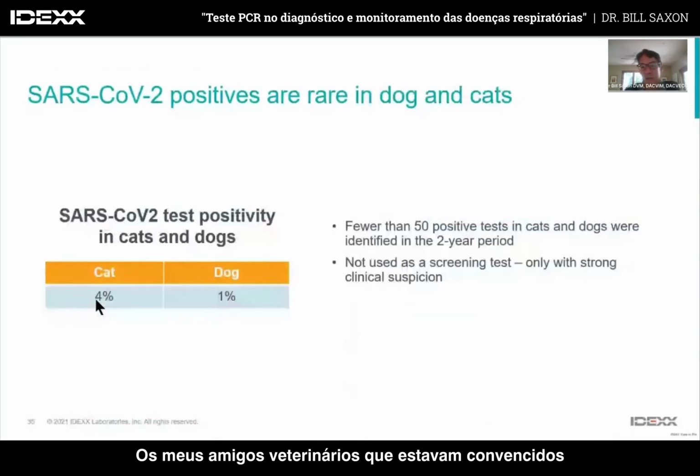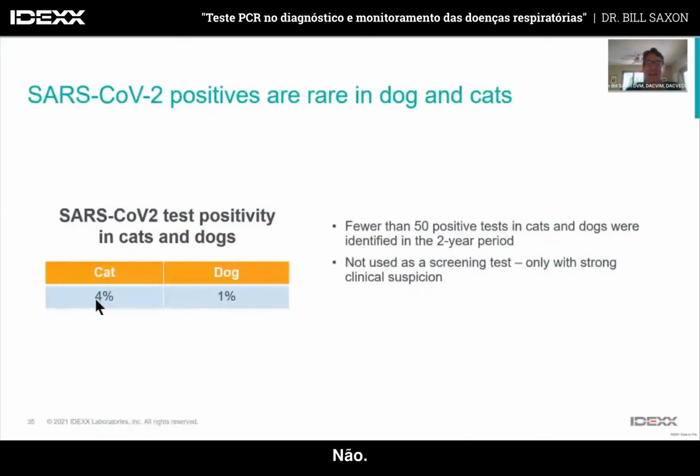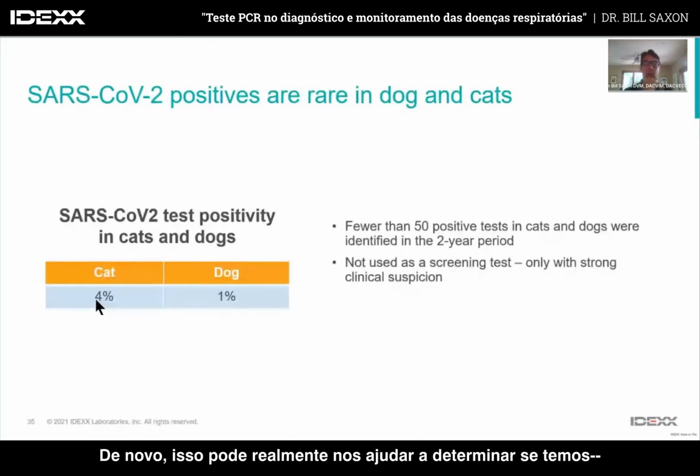So all of my veterinary friends in practice who were convinced they were seeing COVID in their dogs and cats, were they? No. Very, very few positives. And then who knows what those mean, right? But again, it can really help us determine this. If this had been a higher positivity rate, then that would be a whole other wrinkle in the pandemic situation. Could they be a reservoir for humans? Are they getting it from humans, right? Anyway, super helpful.